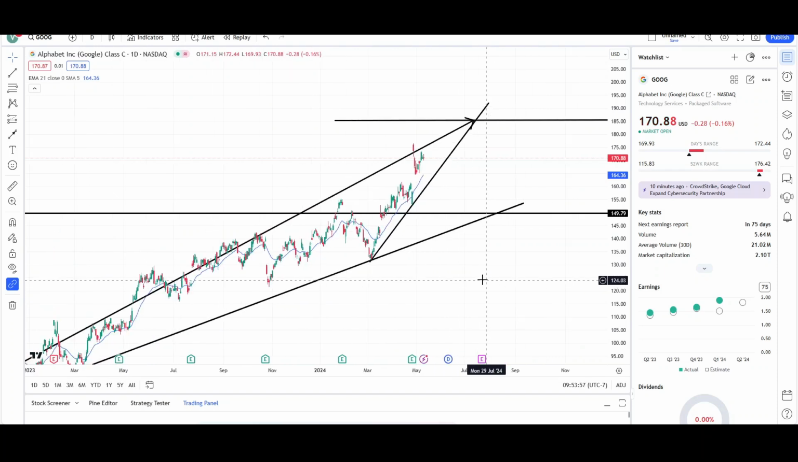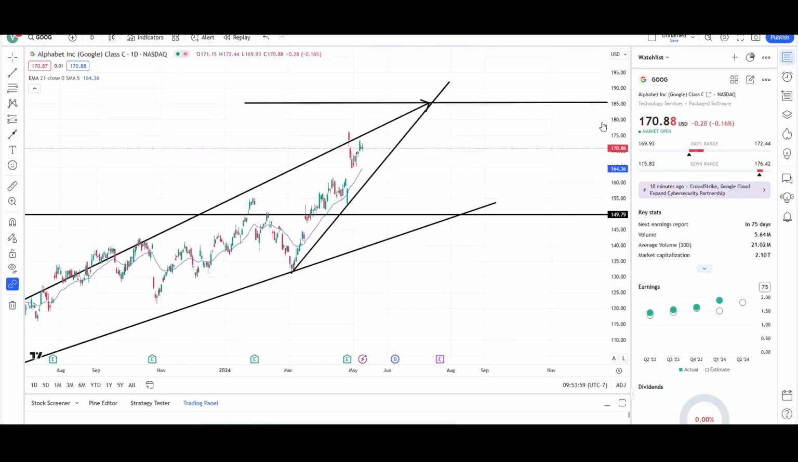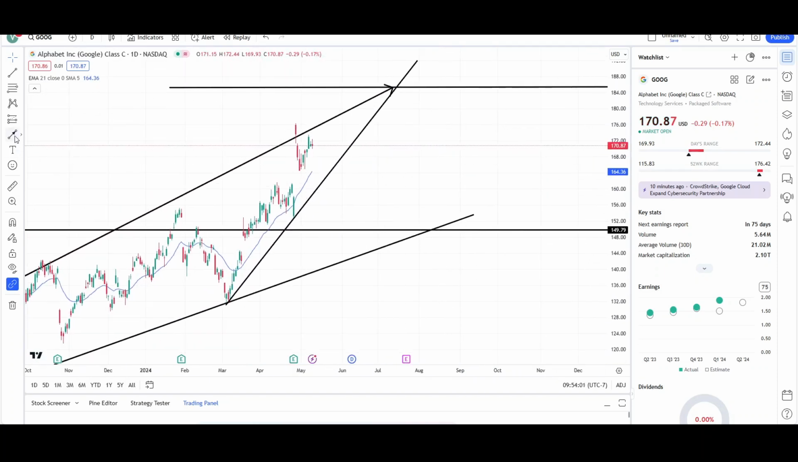So again, this is still an uptrend. In the short term, it looks a little weak. We could see a little bit of correction. So this is all one leg right here. We could see a correction back down to fill in this gap that was created, bounce off the trend line right here, and then continue higher.